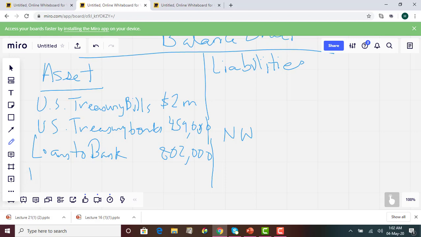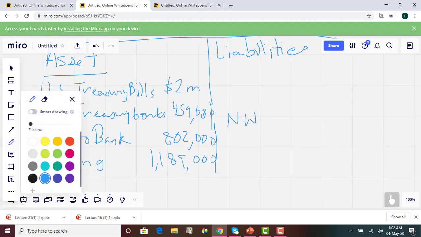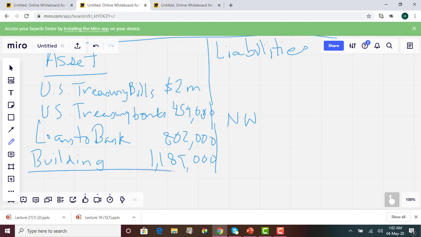Okay, and lastly, let's say they own a building, and that's, let's say, 1.189 million. So these are the assets we will list on the balance sheet for the Fed. But remember, we always have to do a total at the bottom, because that's how balance sheets look. So total assets, if we add all these numbers up, is basically 4.45 million. Okay, so that's the asset side.